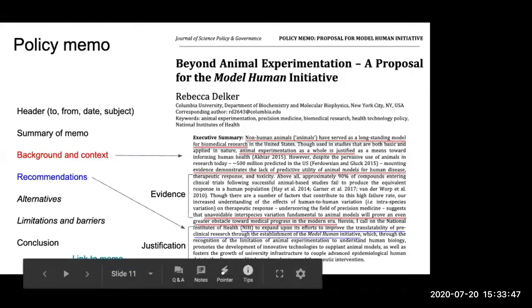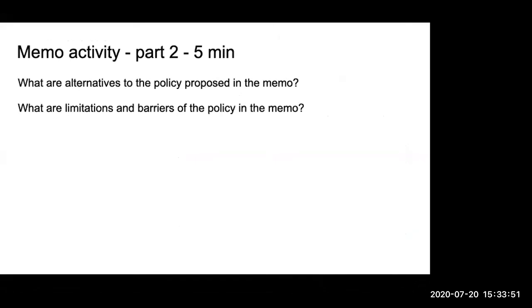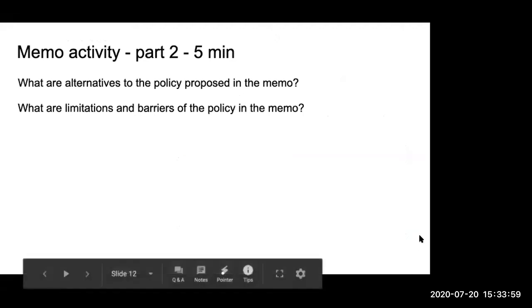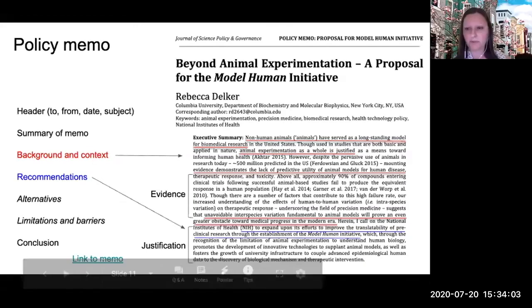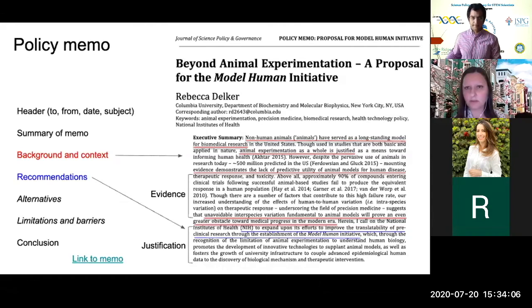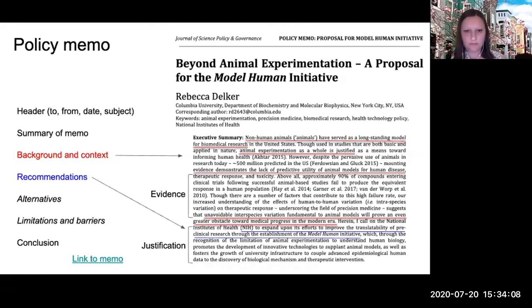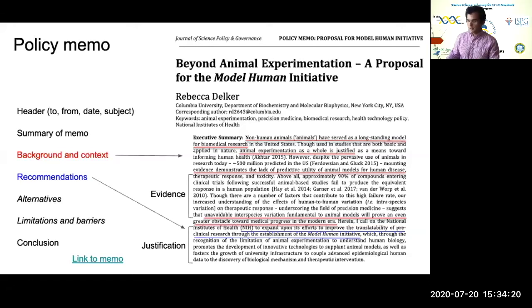So this is what we're going to do now: based on this, think about what alternatives you see to the policy that's proposed here, and potential limitations and barriers. I'll leave this up. Let me go back to leave it up for you. So they're going back to the same document. Okay.